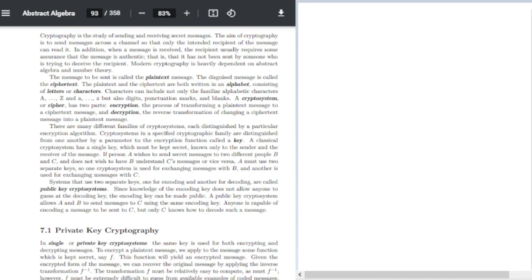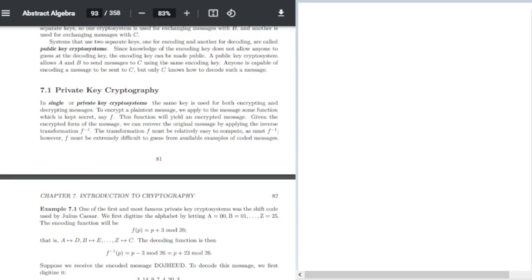If person A wishes to send secret messages to two different people B and C, and does not wish to have B understand C's message or vice versa, A must use two separate keys. So one crypto system is used for exchanging messages with B, and another is used for exchanging messages with C.